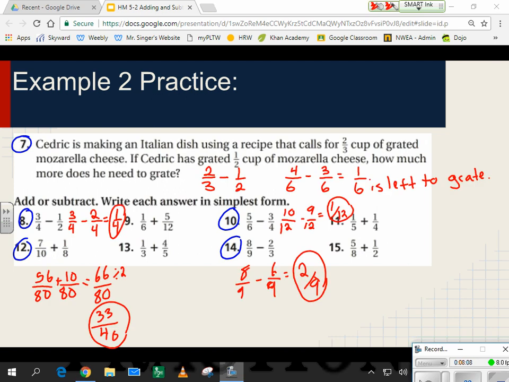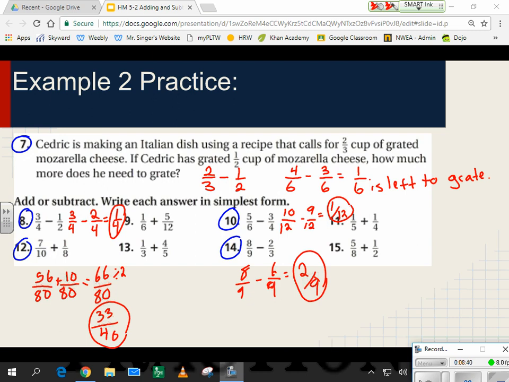All right, so for the first problem, finding out how much more cheese does Cedric need to grate, I knew that we were subtracting since it said how much more. So 2/3 minus 1/2, I had to find a common denominator. I found 6 as the least common denominator, least common multiple. And then I changed my numerators. And I got 4/6 minus 3/6, so 1/6 cup. I forgot to write cup, sorry. 1/6 cup is what's left to be grated for this problem.